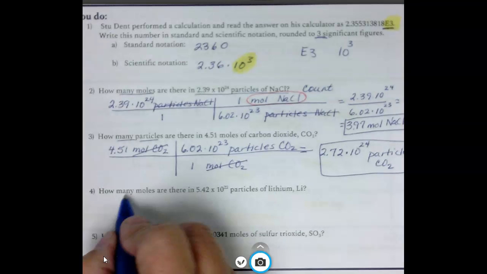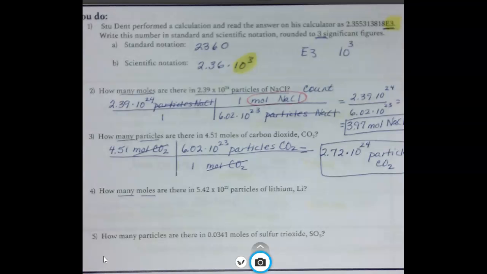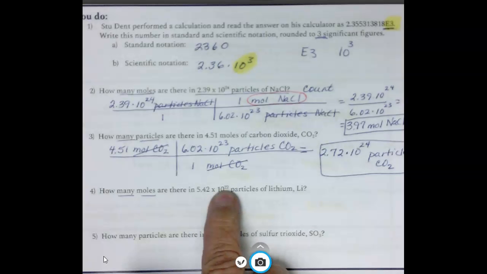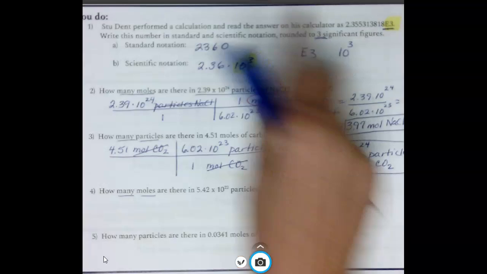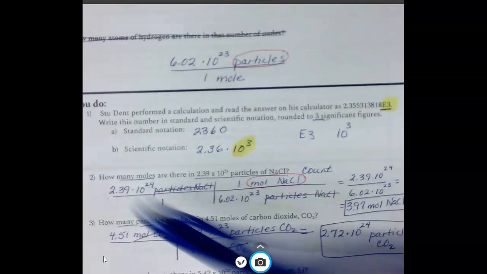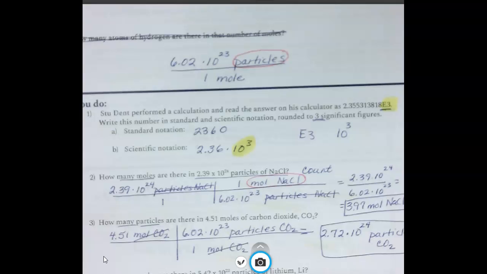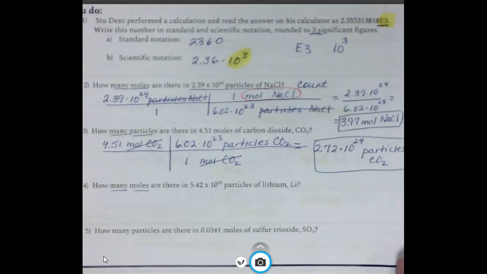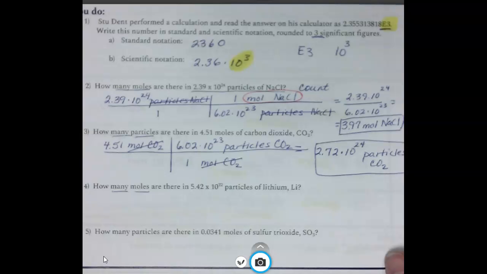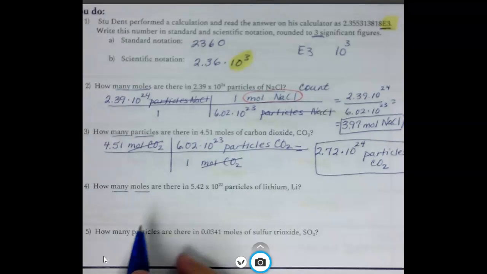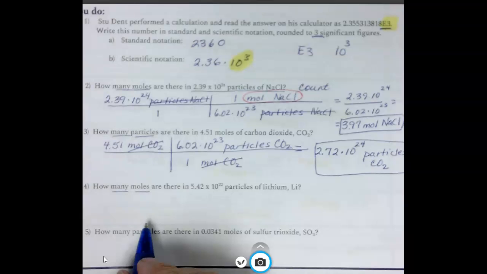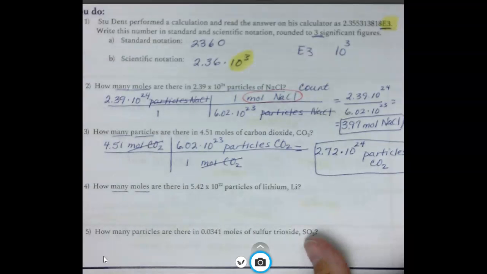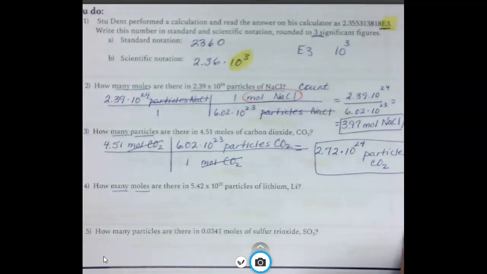So now this one's flipping. How many moles? Well, see that number, it's 22. It's less than the 23 that I have. Here's 23. Here's 22. So I don't even have a mole. My answer should be less than 1 full mole.